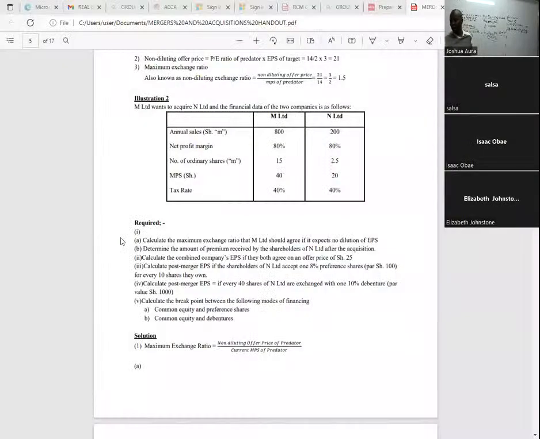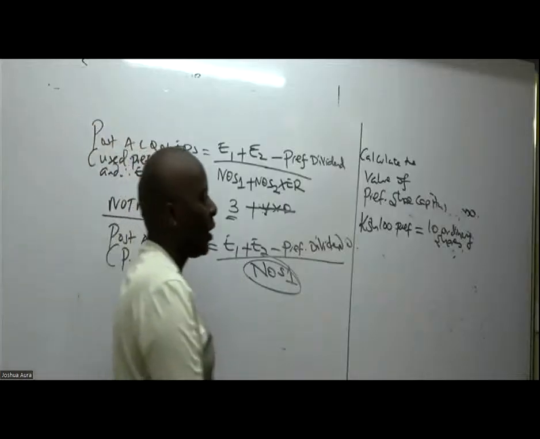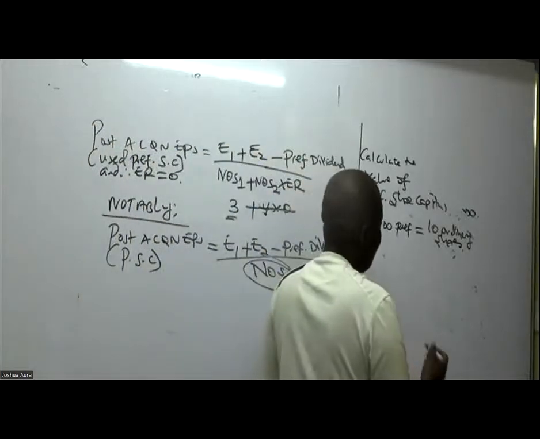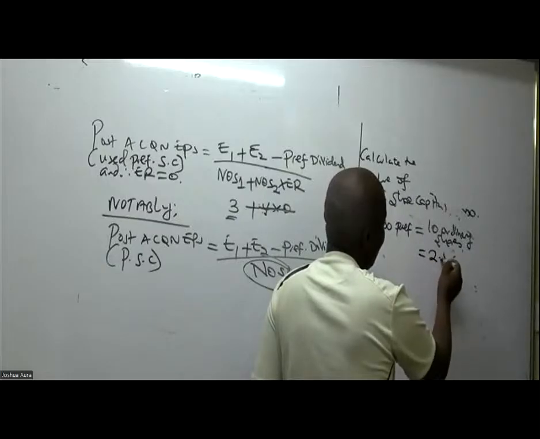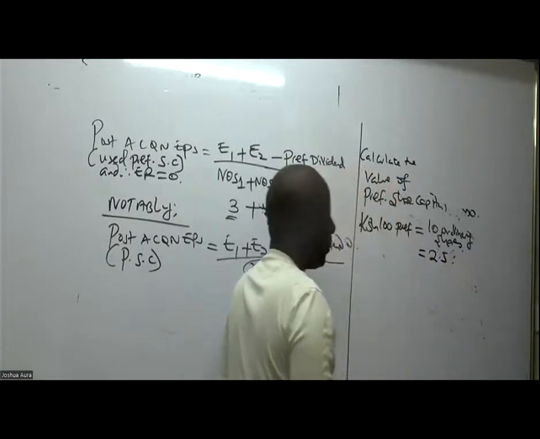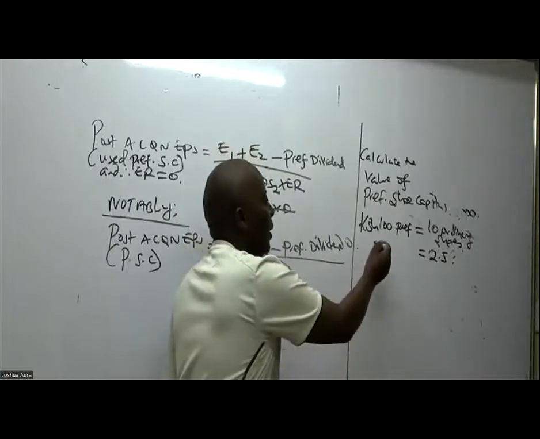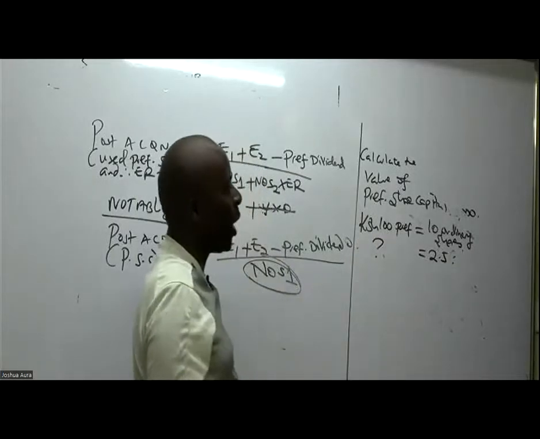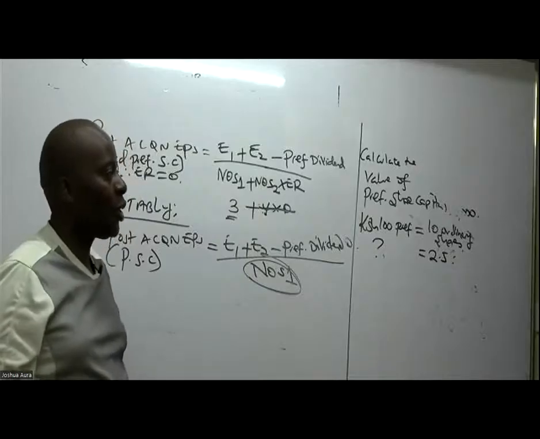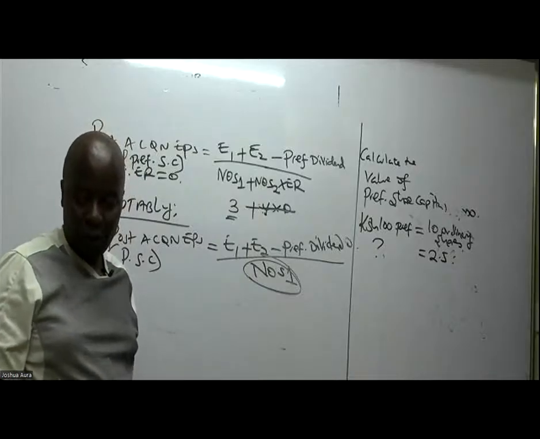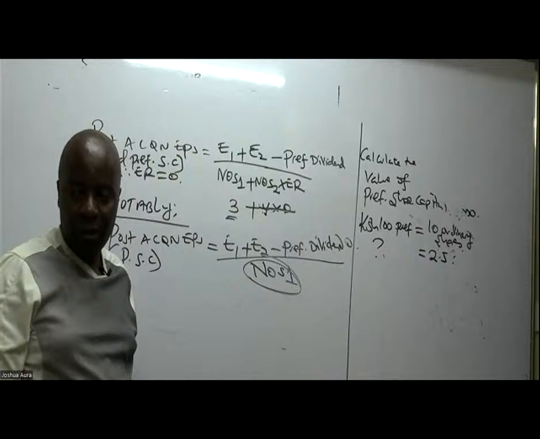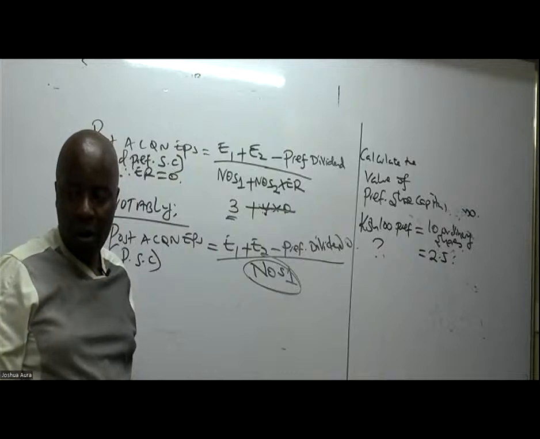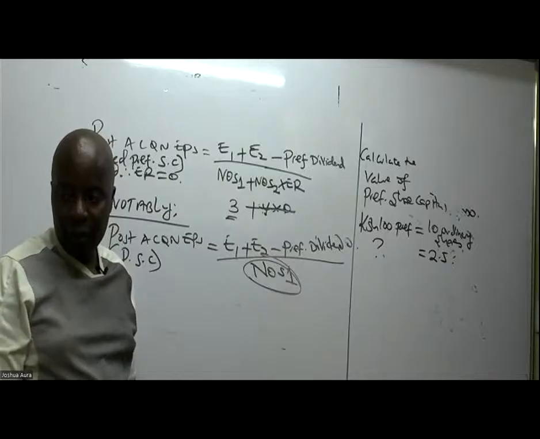If you look at this company very well, the number of ordinary shares it has is 2.5. They're in thousands or in millions, but I don't have to change them. So in this case, we are talking of 2.5. Could you kindly tell me how much this will amount to in terms of preference share capital? PSC means preference share capital.